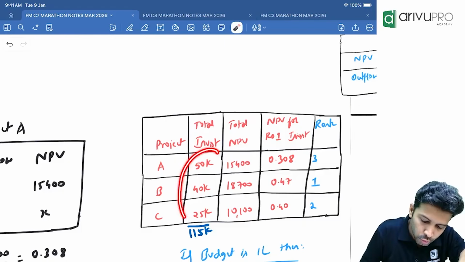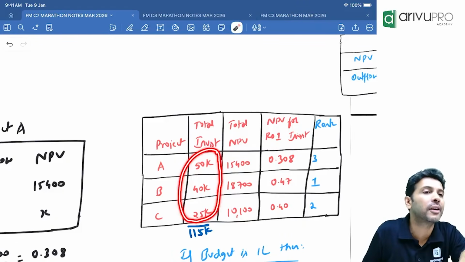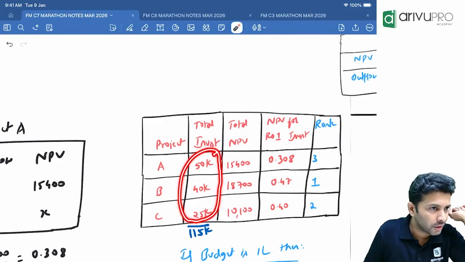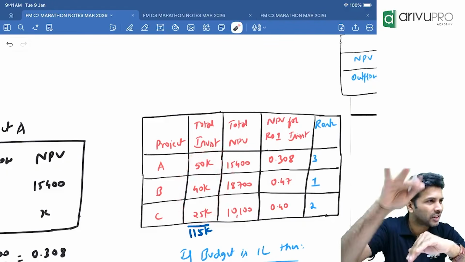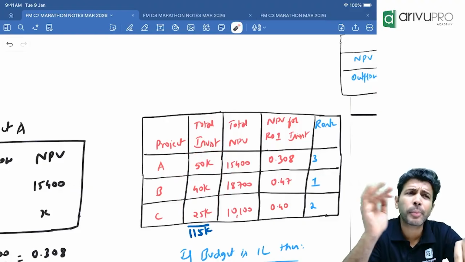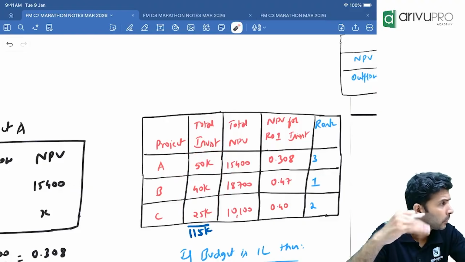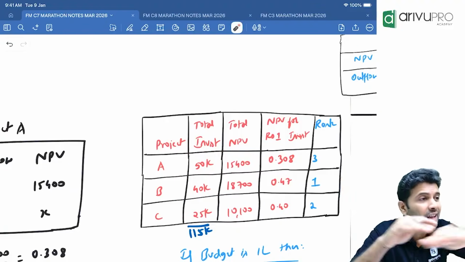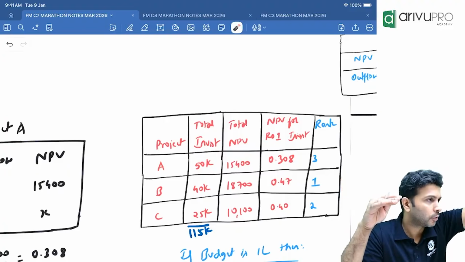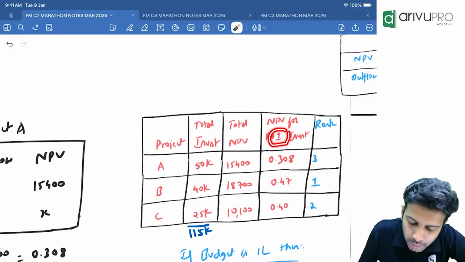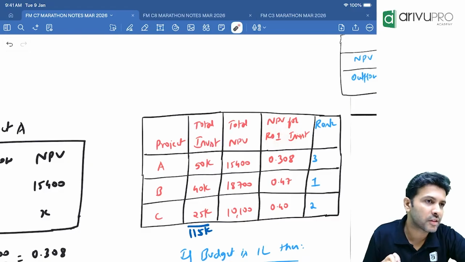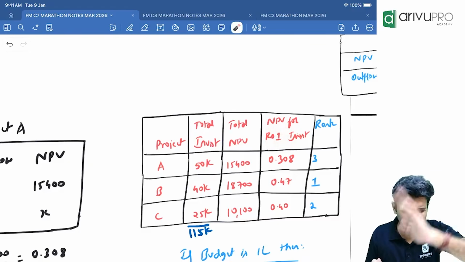Now is all the outflow on the same platform or different platforms? Outflow is different. Hence, what we do here is get everything on a single platform. You can get it on a 1 rupee platform, 10 rupee platform, 100 rupee platform, your choice. First, get everything on the same platform for comparison purposes. Usually in an examination, we get everything to what platform? The 1 rupee investment platform. This is very simple.